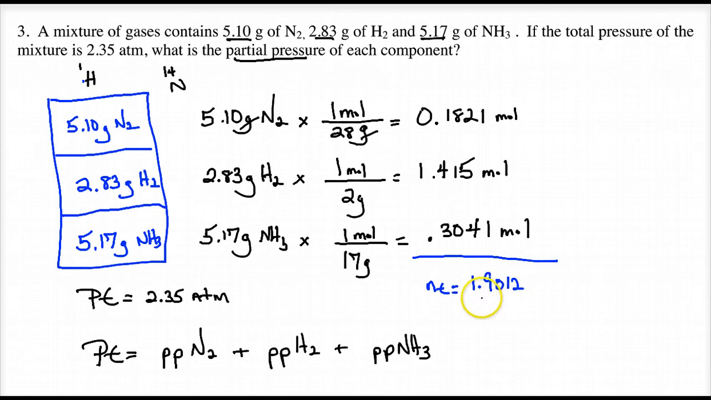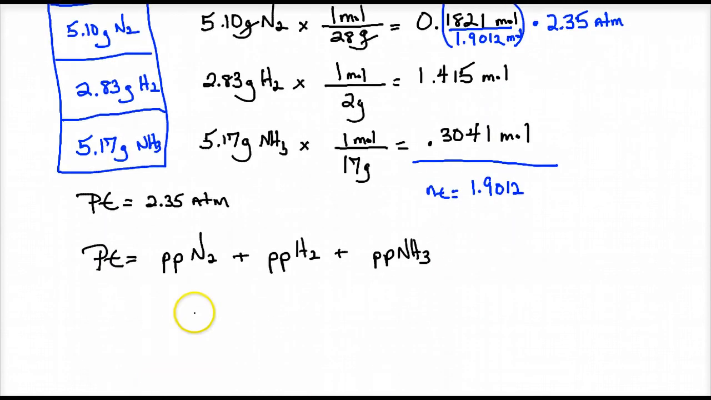Now how do I get a mole fraction? Part over total. So let's take this mole and divide it by the total moles, which is 1.9012. And we're going to take this and times it by the total pressure. Whoa, why does that work? Now this is mole, and the moles cancel. Sometimes you'll see it written this way: a mole fraction could be X, or sometimes they call it chi. X of N2 would be the mole fraction.